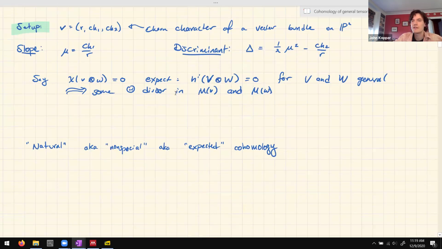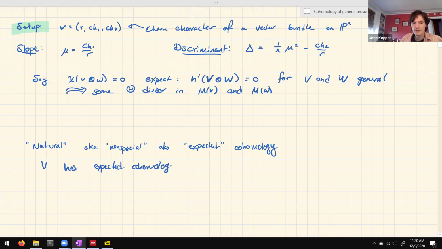Let me tell you what you should expect the answer to be. And the theorem is going to be that the expected answer is often the correct answer. So I'll call this the expected cohomology, or the non-special cohomology, which is maybe a term that I have to justify. You also see in the literature the natural cohomology. This is like a word I see people using in like the 80s for curves. So I'll say V has expected cohomology if it has at most one non-zero cohomology group.